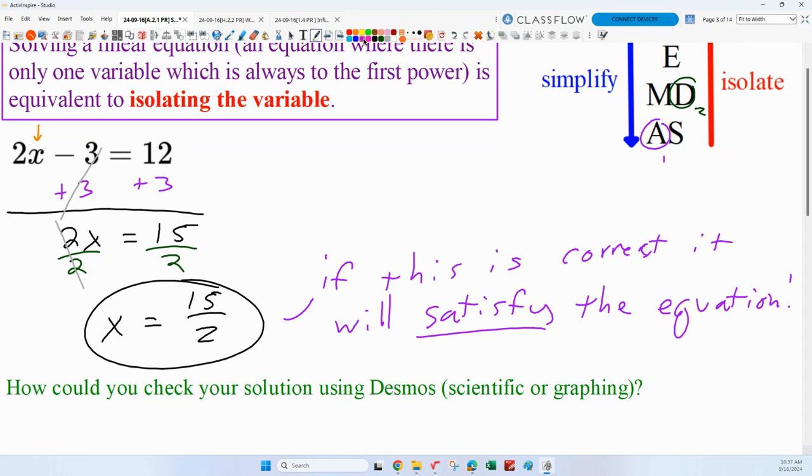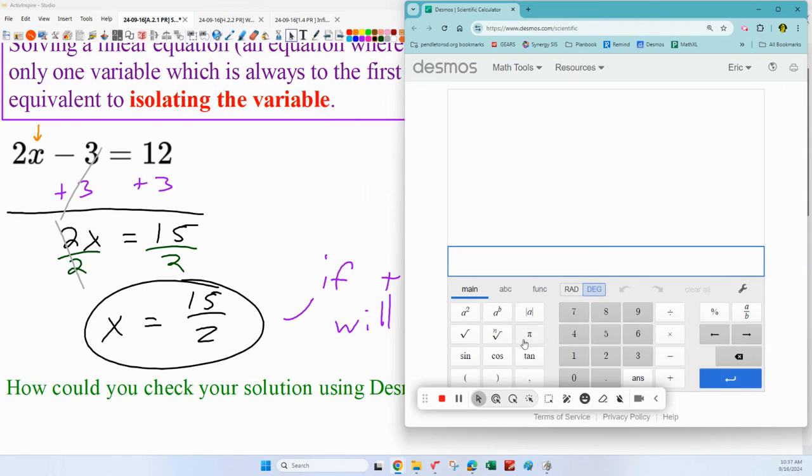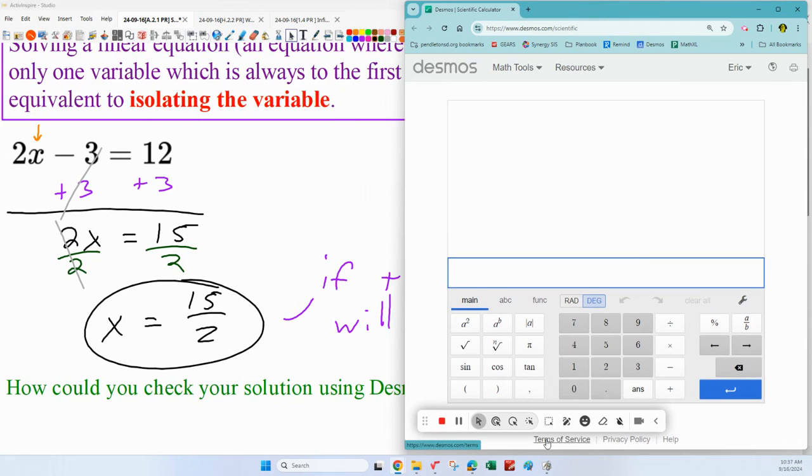So how could you check? I'm going to show you a great trick. Here's what you do. You go into Desmos Scientific, and our job here is to plug our answer into the equation and see if the left side is equal to the right side. If both sides are equal, then it worked. We checked our solution and it was correct.